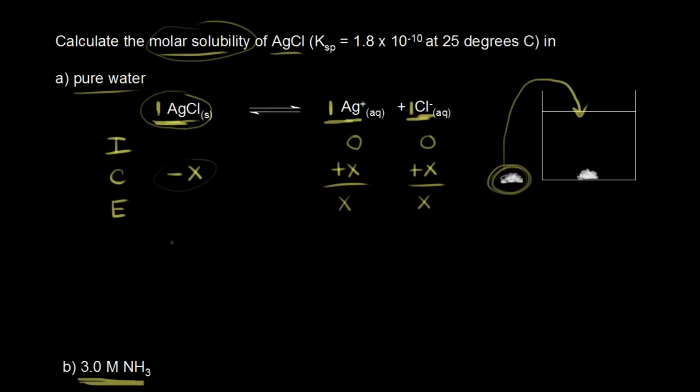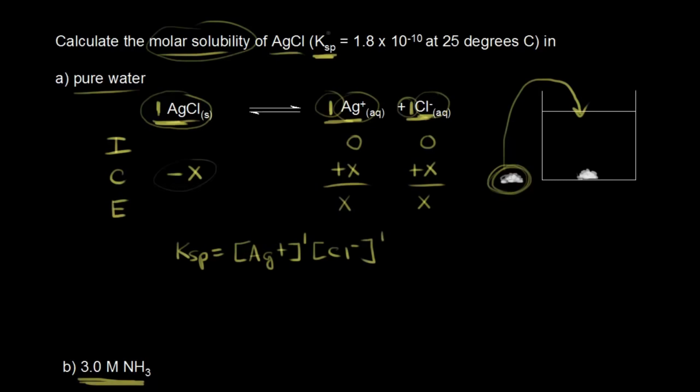So we write our equilibrium expression, and since this is a solubility equilibrium, we're going to write Ksp, our solubility product constant, is equal to the concentration of our products, so that's the concentration of Ag plus, raised to the power of the coefficient, so raised to the first power, times the concentration of chloride anions, Cl minus, raised to the power of the coefficient, to the first power.